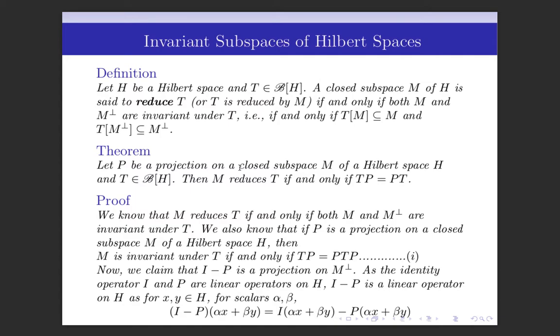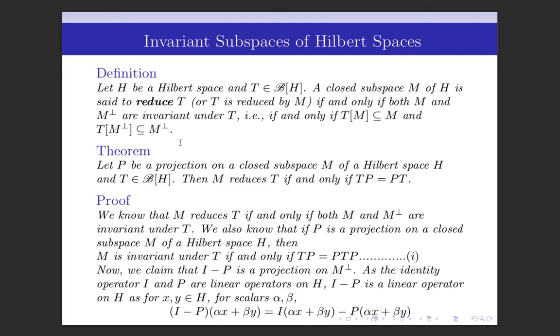Let H be a Hilbert space and T be a bounded linear operator on H. A closed subspace M of H is said to reduce T, or T is reduced by M, if and only if both M and the orthogonal complement of M are invariant under T. That is, T is reduced by M if and only if T image of elements of M is contained in M and T image of the orthogonal complement of M is contained in the orthogonal complement of M.